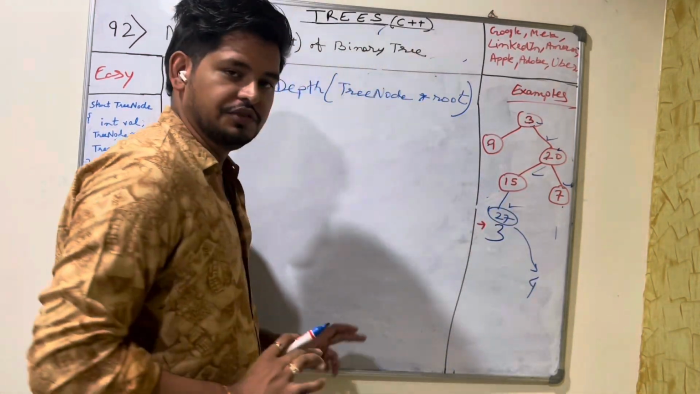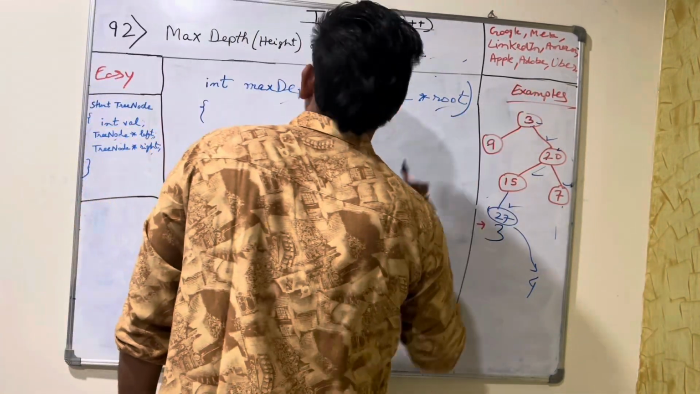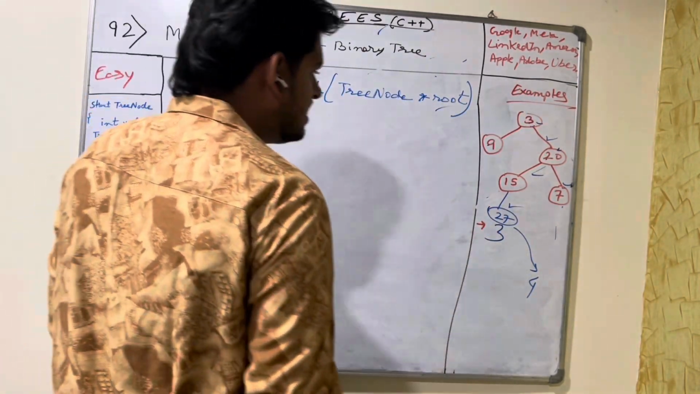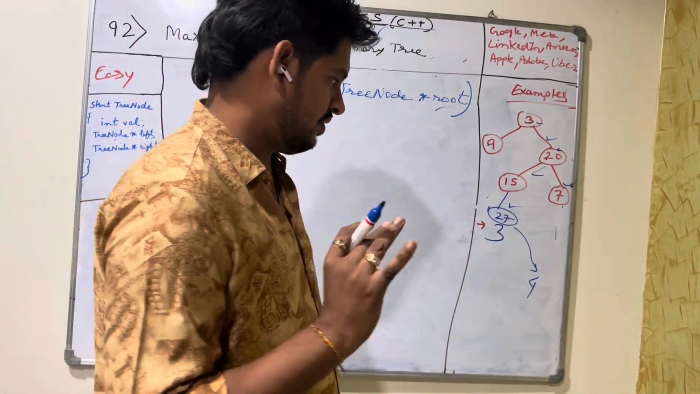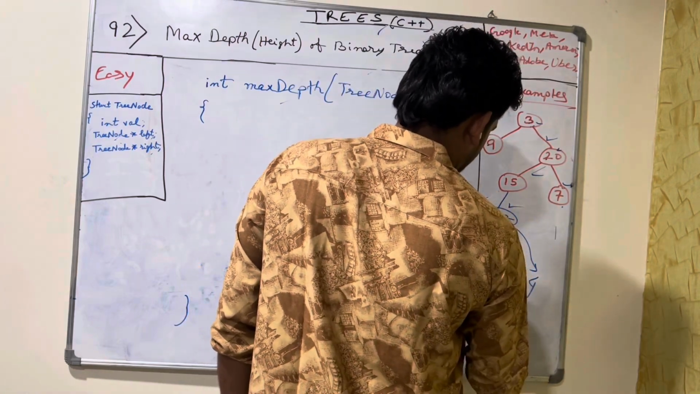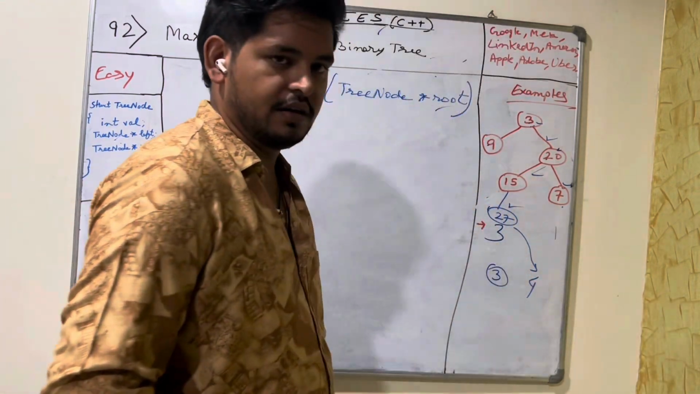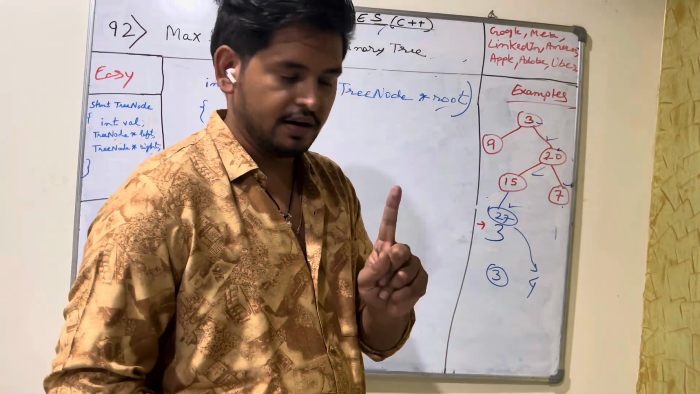Now how do we solve this question? We are given this function, we are given this root, left, right, you know this. Now what should we do? What is the base case? What if there was only one node, say 3? Then what would we have done? We would have returned, what would be its height? Its height would be 1.